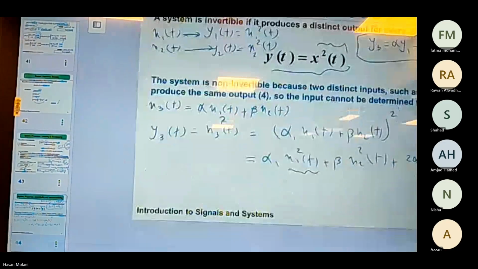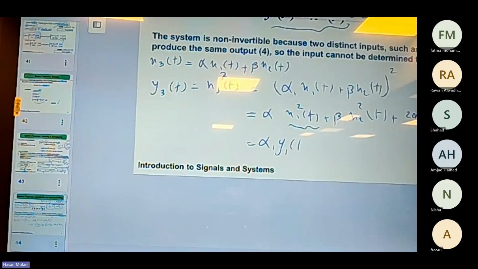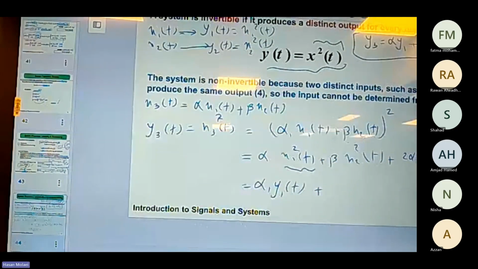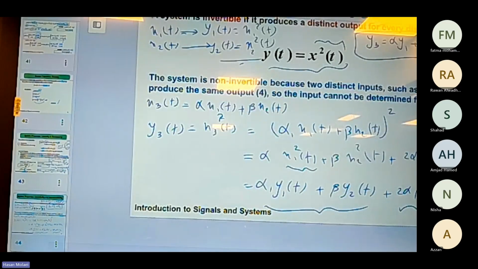Is it correct? Is it alpha squared x1 squared plus beta x2 squared? We expected this value, but this is extra, which means this system is non-linear.